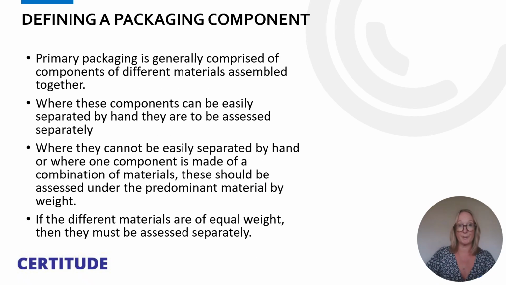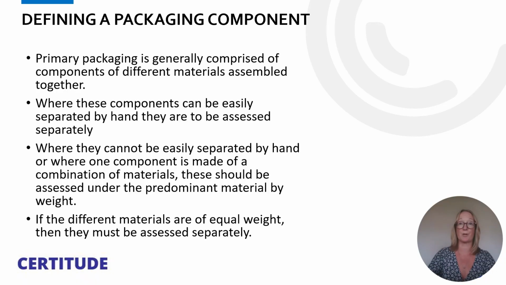So in order to define the packaging components, there are a few rules that need to be applied. Primary packaging is generally comprised of different materials that are assembled together. Where these can be easily separated by hand, they are to be assessed separately under the individual material type. Where they can't be easily separated by hand, they should be assessed under the predominant material by weight, and if the materials are of equal weight, then they must be assessed separately under the relevant material categories.